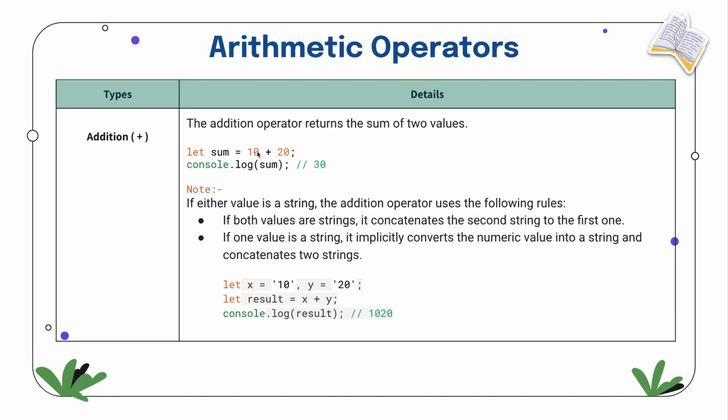But what if any value from here is a string? In the addition operator, if any of the values is a string value, like see 10 is a number, 20 is a number, but let's suppose 10 or 20 is a string, then the plus operator will not work as addition. It will just concatenate the string, means it will bind the two values. Okay, it will bind the two values. So let's see one example.